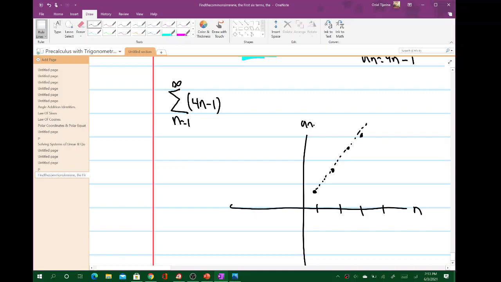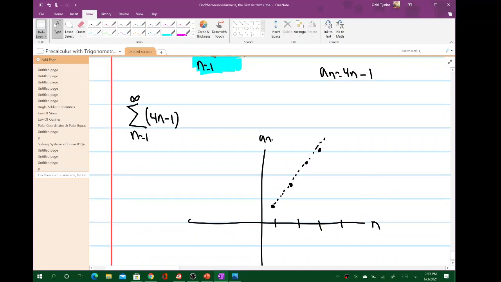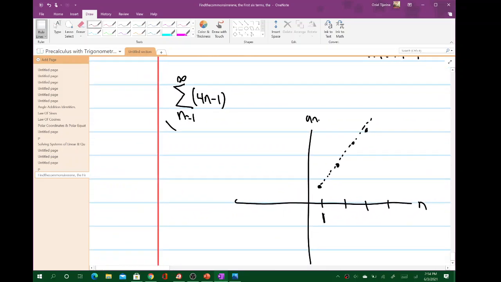So that means that if we do the sum of all the terms to infinity, basically from n equals 1 to infinity, what's going to happen? It's going to keep going on forever and ever. So this sum diverges. Okay.